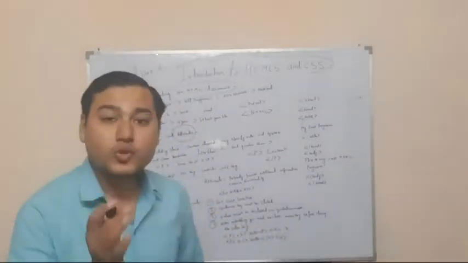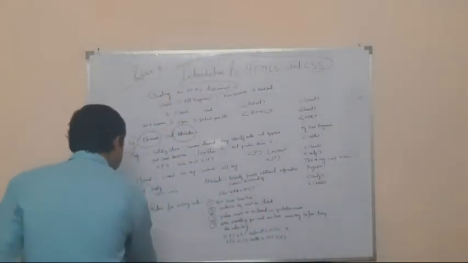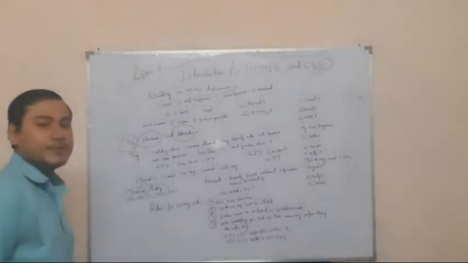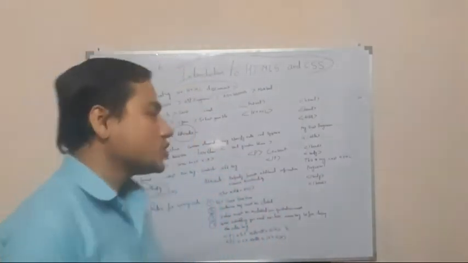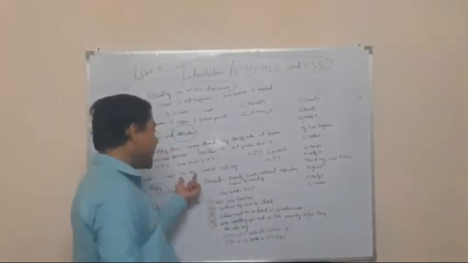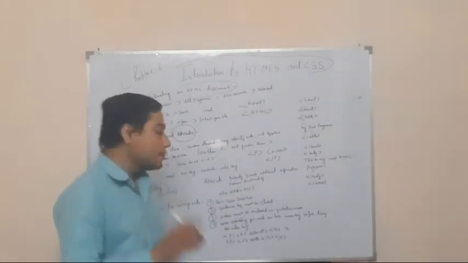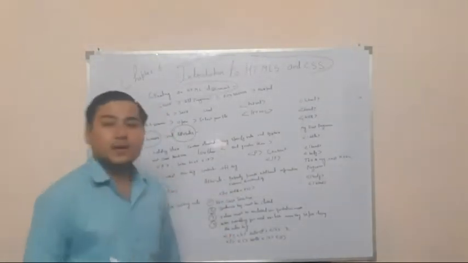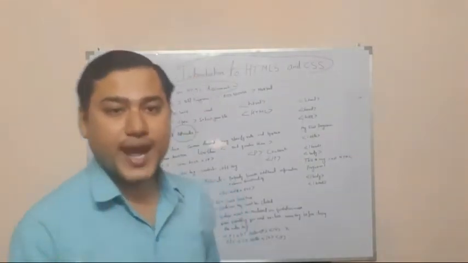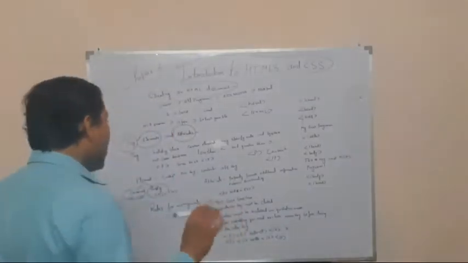Elements are of two types. The first is container, and the second is empty. A container has three things: it has an on tag, it has content, and it has an off tag. But an empty element has only the on tag, and does not have an off tag.